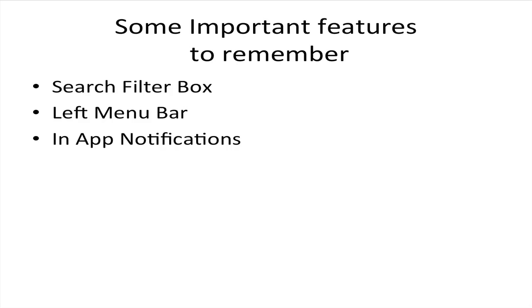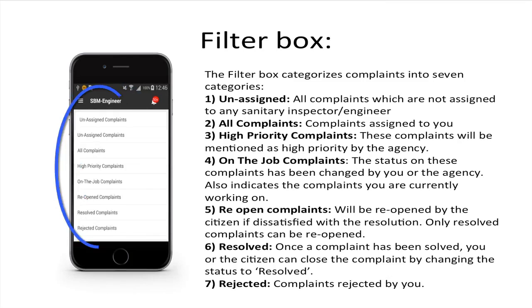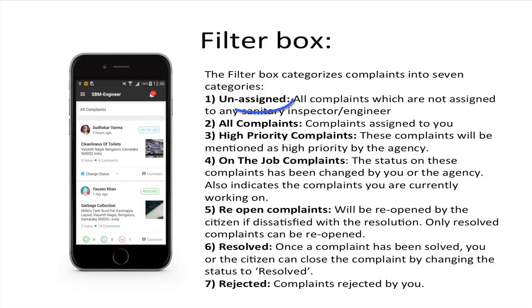Before understanding the mechanism of the app, let us learn about the 3 important features of the complaint listing page. Filter box. The box appears right on the top and will help you segregate complaints into 7 categories. These are the following categories. Please note all the categories and its explanations. 1. Unassigned. All complaints that are unassigned to any sanitary inspector or engineer are displayed by default on the complaints listing page.